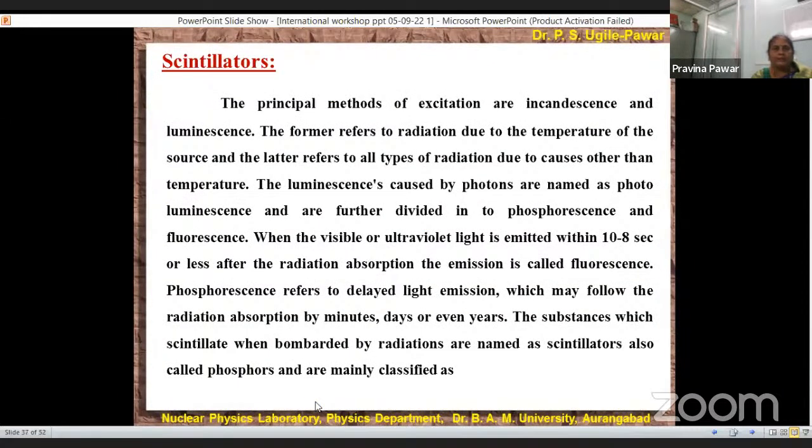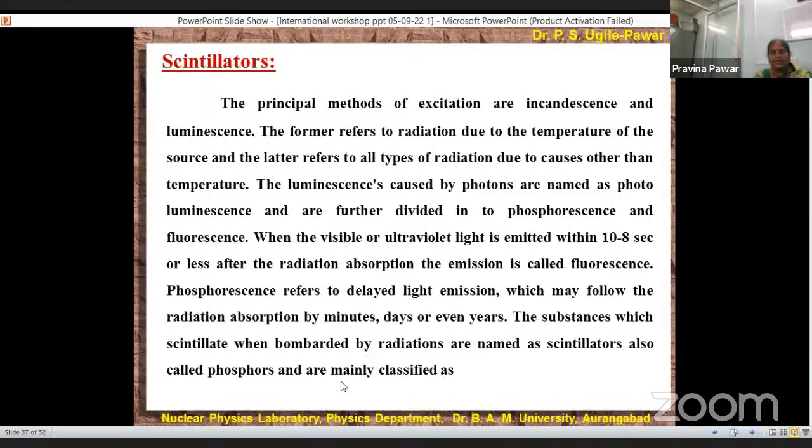Scintillators. The principal methods of excitation in this luminescence are incandescence and luminescence. The former refers to radiation due to the temperature of the source, and the latter refers to all types of radiation due to causes other than temperature. The luminescence caused by photons is named photoluminescence and is further divided into phosphorescence and fluorescence. When visible or ultraviolet light is emitted within 10^-8 seconds or less after the radiation absorption, the emission is called fluorescence. Phosphorescence refers to delayed light emission, which may follow the radiation absorption by minutes, days, or even years.